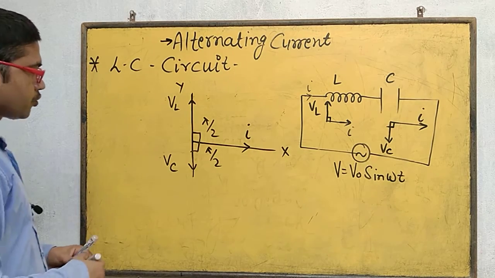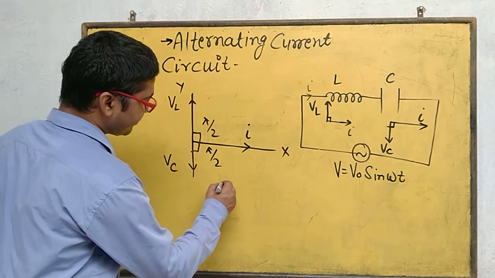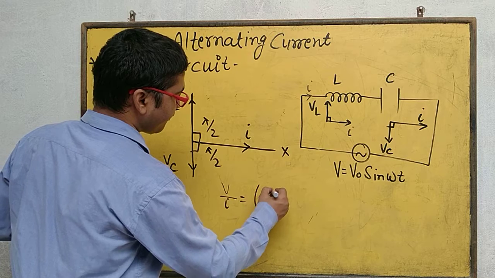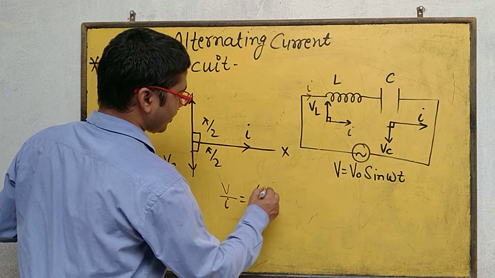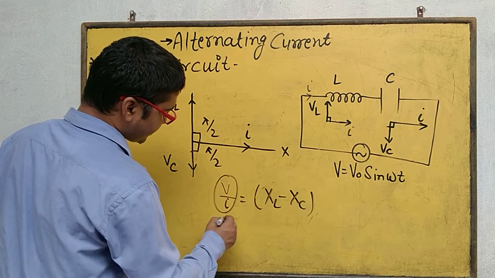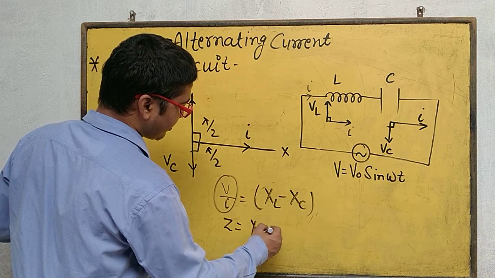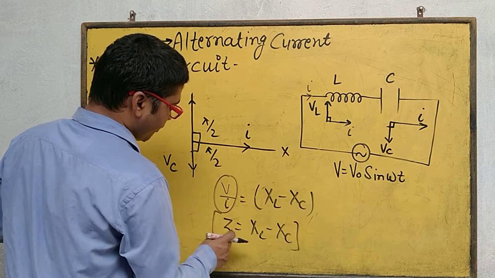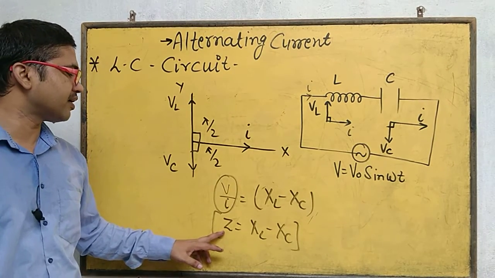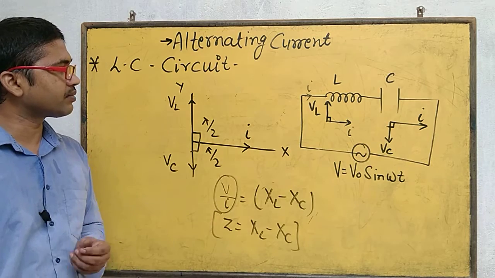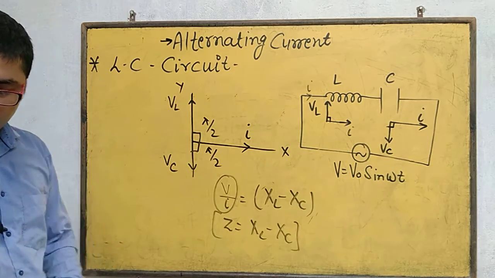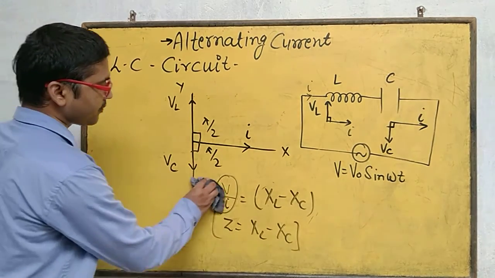So we have seen that the net impedance, or net effective resistance, of this circuit can be written as XL minus XC, and this has the dimension of resistance. We are using the symbol Z for the net effective impedance of this circuit. In AC we use Z for the net effective resistance. Okay, so this is the equation of net effective resistance. Now what is the resonance condition of this circuit?